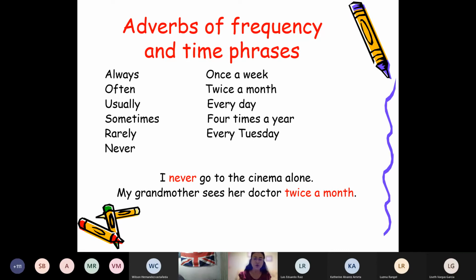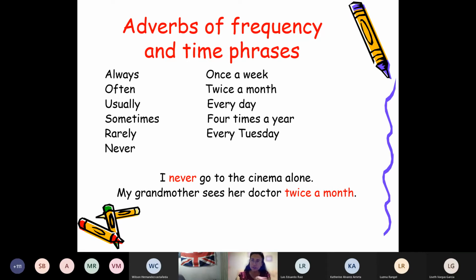So I never go to the cinema means 0%. You never go to the cinema. Or my grandmother sees her doctor twice a month. Twice a month means 2 times, 2 veces al mes. Or once a week, 1 time a week, es decir, una vez a la semana.